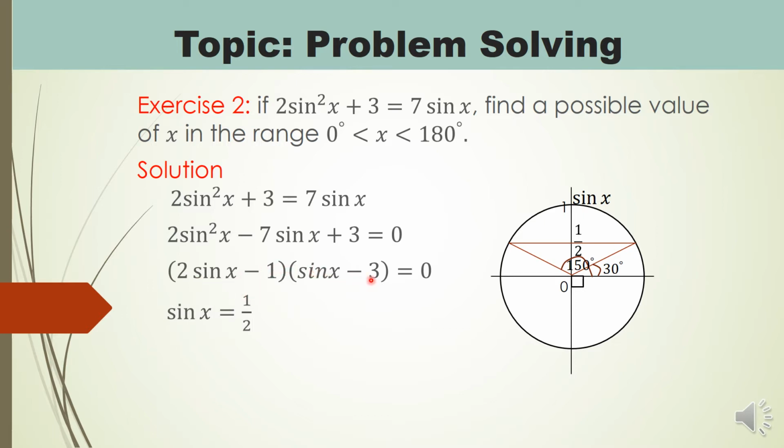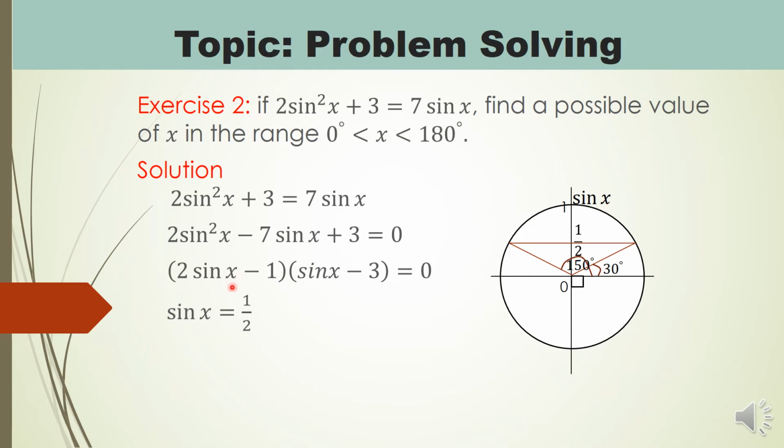But the factor sine x minus 3 cannot equal 0, because if so, sine would equal 3. You know, sine equals opposite over hypotenuse. So the opposite is less than the hypotenuse, and the value of sine must be less than or equal to 1. That's why only the other factor can equal 0.